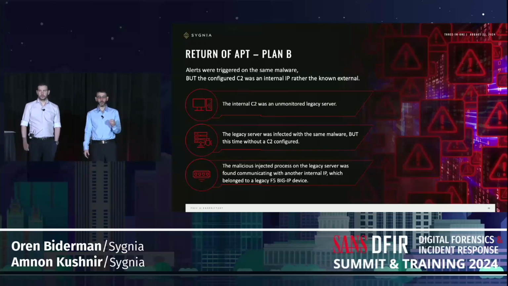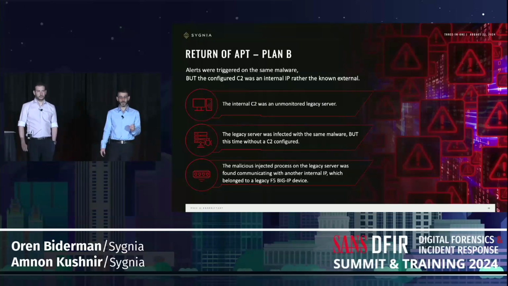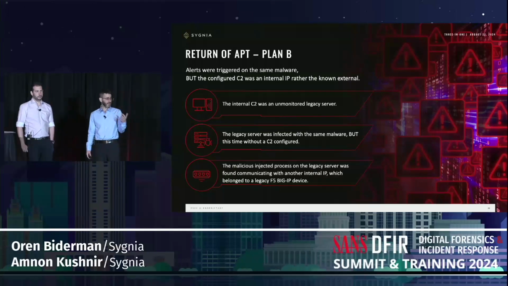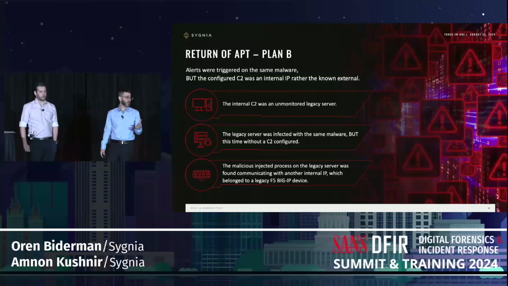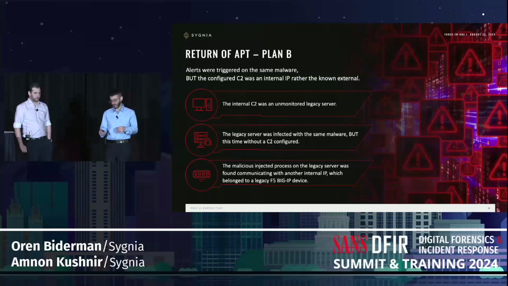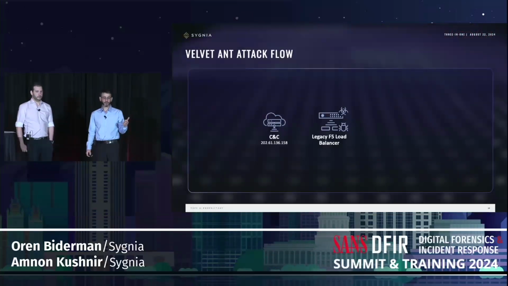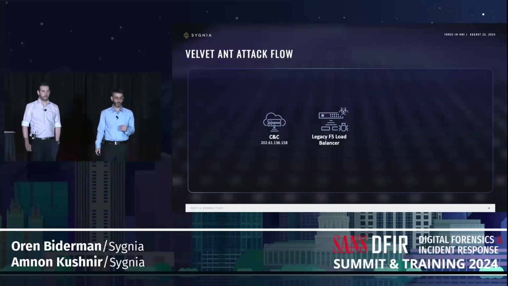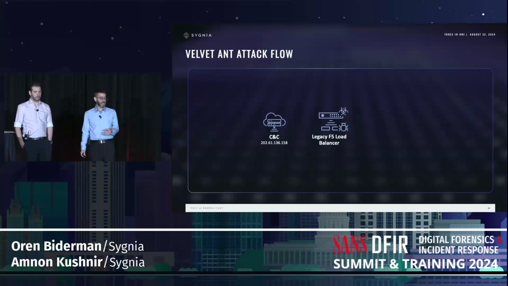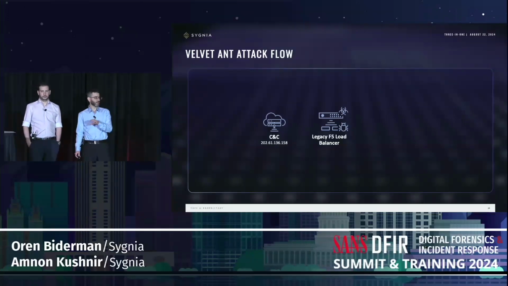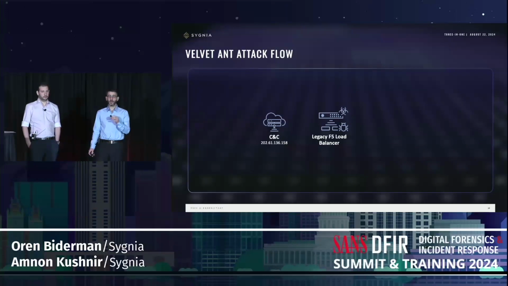This IP address belonged to a legacy F5 big IP device. F5 big IP is a firewall load balancer. Here it was installed in the perimeter of the network. Let me take you through how the Velvet Ant attack flow worked. So we have here the external CNC server, and we have the compromised legacy F5 load balancer. The threat actors deployed several tools on the F5 device. One of them was Velvet Sting.